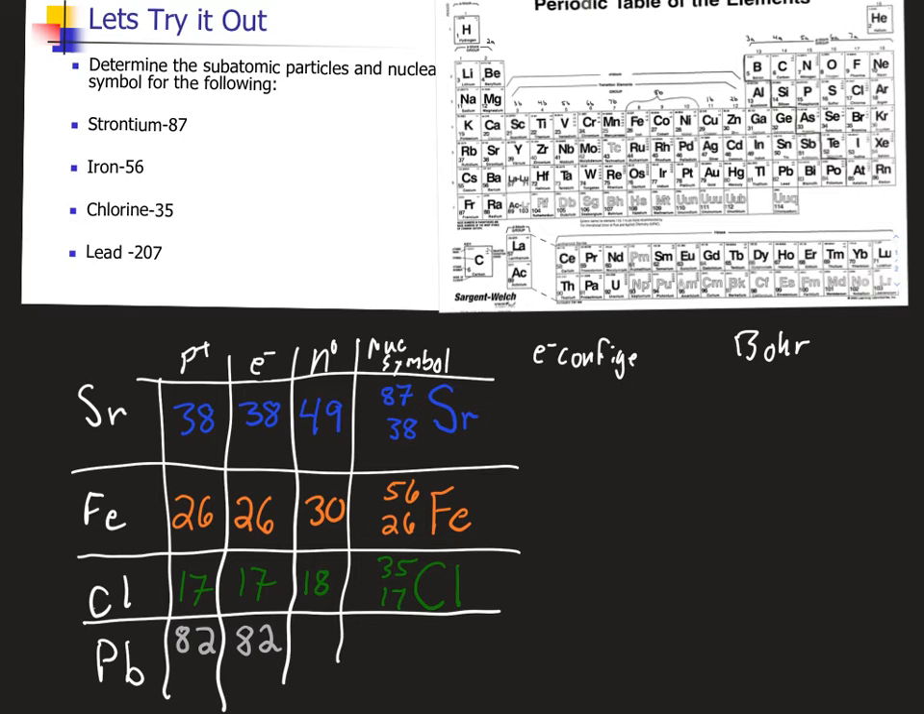The nuclear symbol, or atomic notation, 207, 82, with the formula of Pb. Now I have to do, again, some math. Either you can do it in your head, and this is one of those ones where having a handy-dandy calculator could be helpful, or just really know how to do math in your head to get an answer of 125.